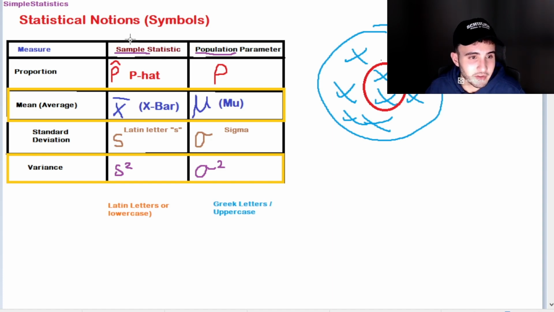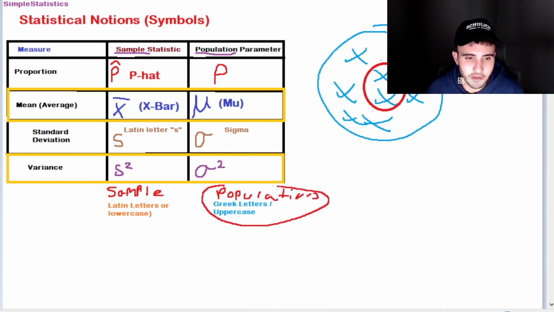So for sample statistics, which we'll be using more in these videos because they're a bit easier to work with, P hat for proportion, X bar, which is the average for a sample, the standard deviation denoted as lowercase s for a sample, and standard deviation squared, which is variance, so that's S squared. And like I said, the samples are usually denoted by Latin letters, and for population, it's usually denoted by Greek letters.